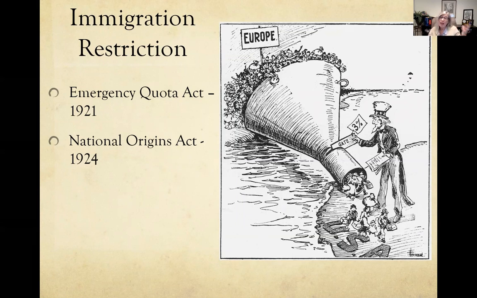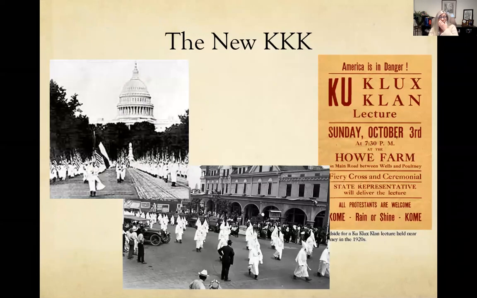So these are those nativist ideas that come up once again. So let's kind of think back to the original nativist movement. We talked about the Know Nothing Party in the 1800s, right? So that nativism is now cropping in again. The Ku Klux Klan also has another spike in membership in the 1920s. There's going to be 3 different time periods where the Ku Klux Klan will see a spike in membership.